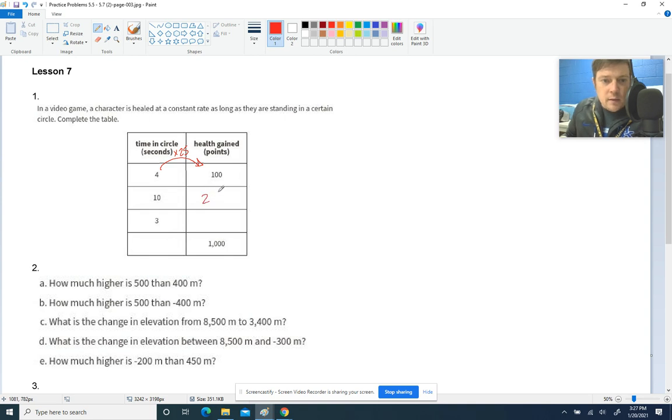10 times 25 is 250. If I have 3 sets of 25, that's 75. To come back the other direction, I would need to simply divide by 25. Now, 25 will go into 100 4 times, and there's 10 100ths and 1,000. So 4 times 10, this is going to be 40. All right, and all we had to do is complete the table.